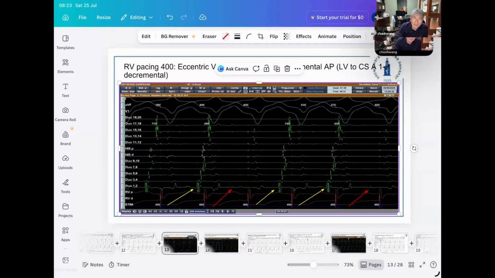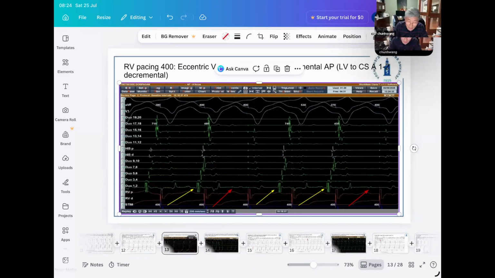Understood? Any question? Yes, Dr. Huang, and good morning. It's me, Heng from Cambodia. I also have one question for the speaker. If it's really a pathway that has decremental conduction on the left side, what do you think about it? Is it just a normal accessory pathway, or is it a Mahaim-like pathway on the left side because of the decremental conduction?